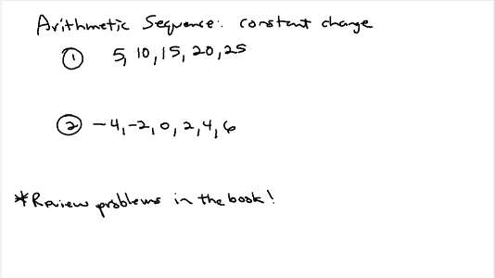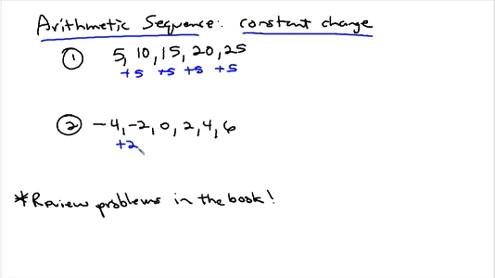What is an arithmetic sequence? Because your book asks some questions about, is this an arithmetic sequence or is it a geometric sequence? Well, with an arithmetic sequence, there's constant change. We're not multiplying by 3 every time. If you look at this first one, we're adding 5 each time. That one is what we call an arithmetic sequence. If you look at number 2, this one is also an arithmetic sequence. We are adding 2 every time.